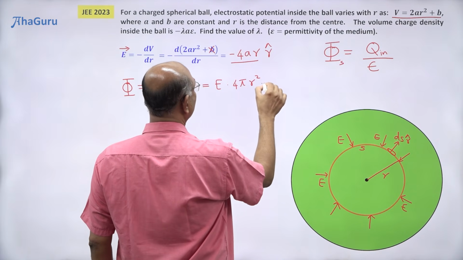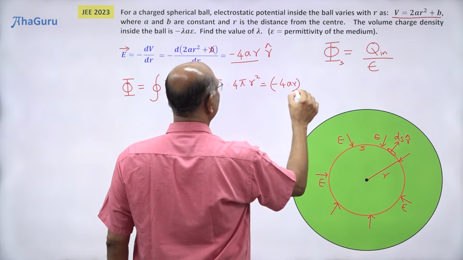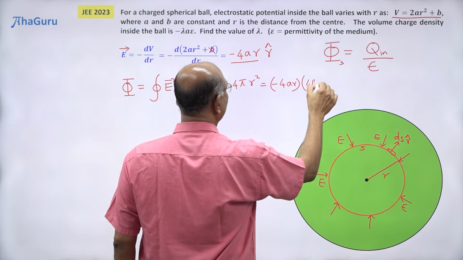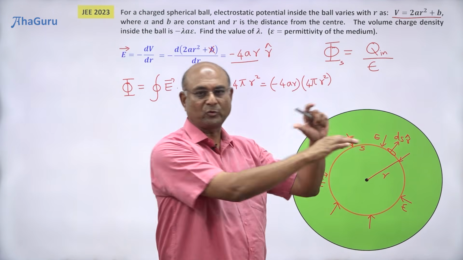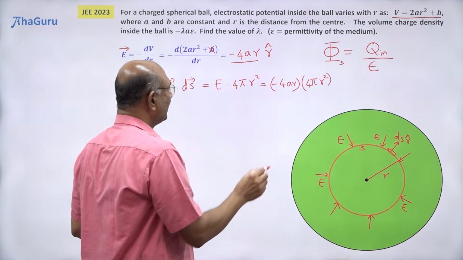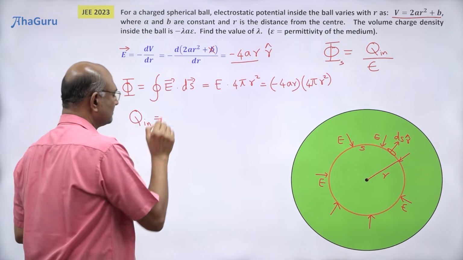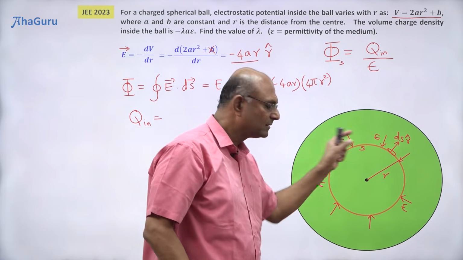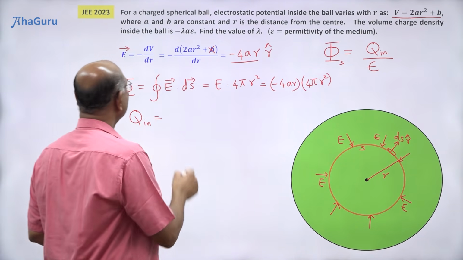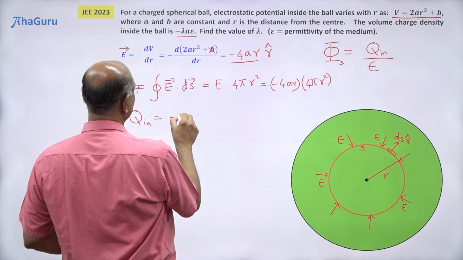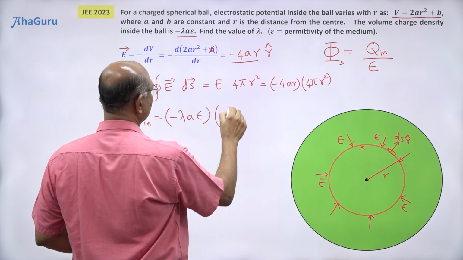So if I do that, I'm going to get minus 4ar into 4 pi r square. 4 pi r square is the surface area. But if I wanted the charge inside, what is the charge inside? Well, that is charge density into volume. What is volume? 4 by 3 pi r cube. Charge density into the volume.